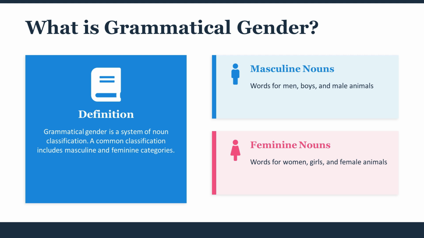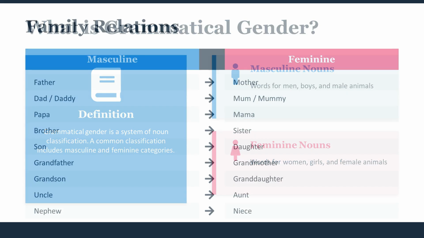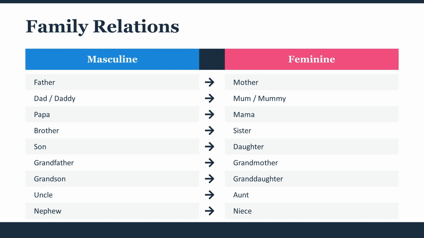Let us now look at some specific examples of these noun pairs. Let us begin with family relations. These are some of the most commonly used masculine and feminine noun pairs. The masculine form father has its feminine form as mother. Similarly, dad or daddy becomes mom or mummy. Papa becomes mama. Brother becomes sister. Son becomes daughter. Grandfather becomes grandmother. Grandson becomes granddaughter. Uncle becomes aunt. And nephew becomes niece. Notice how many family words have completely different words for the masculine and feminine forms, rather than just adding a suffix.